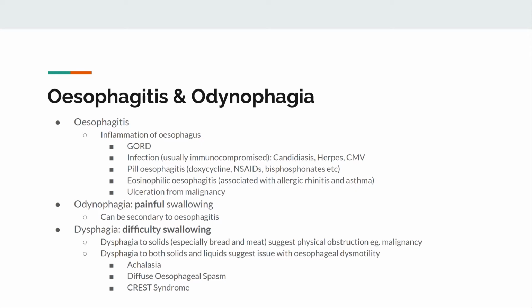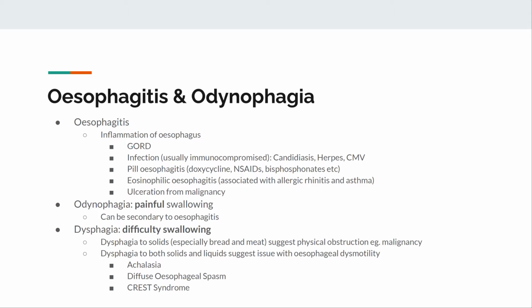So let's start with our first condition and presenting complaint. Odynophagia is when someone gets pain when they try to swallow. And that typically implies inflammation of the esophagus, esophagitis.